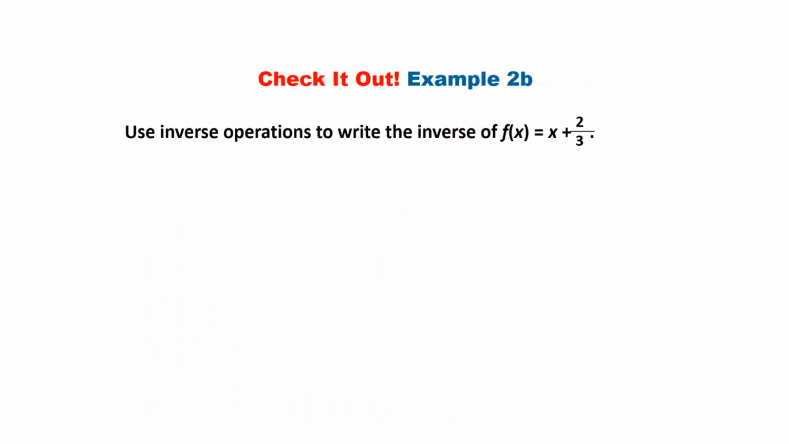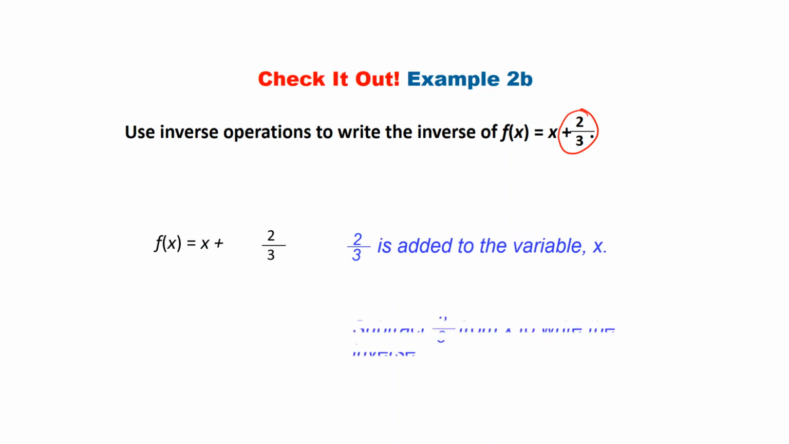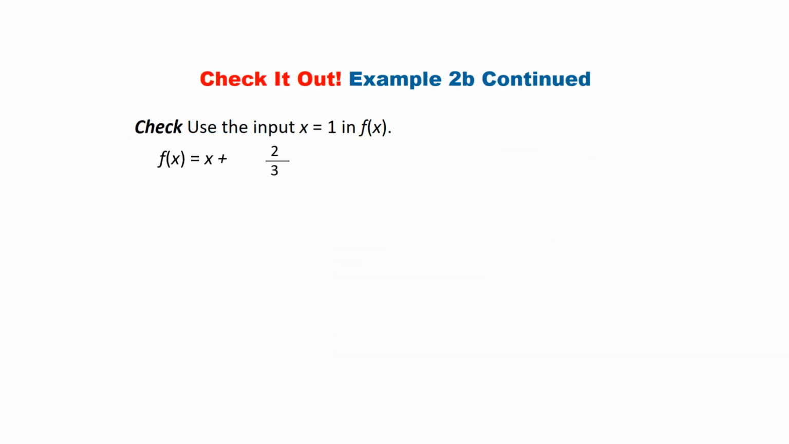Here's one for you to try on your own. Turn your video off and give it a try. Okay, so this one says use inverse operations to write the inverse. So notice that this was x plus 2/3, so it's pretty simple. 2/3 is added to the variable x, so now in order to find our inverse, we're just going to simply subtract.